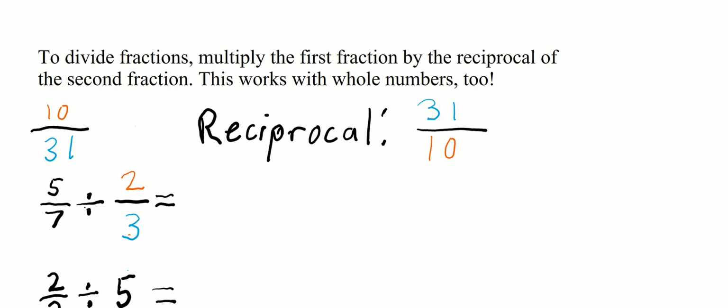Now, remember that the reciprocal of a fraction has the number in the numerator switched with the number in the denominator of the original fraction. So if we look at this fraction here, 10 over 31, or 10/31, we see we have 10 in the numerator and 31 in the denominator. In the reciprocal of 10/31, 31 is now in the numerator and 10 is in the denominator.